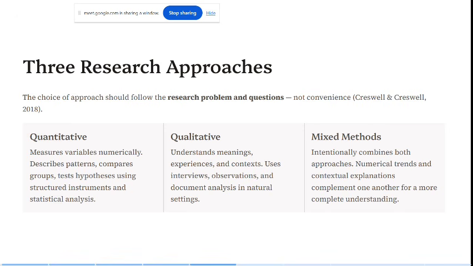So now let's talk about the three research approaches, okay? These are the general approaches that most researchers are using in their studies.